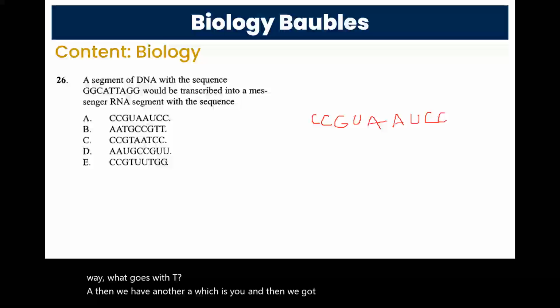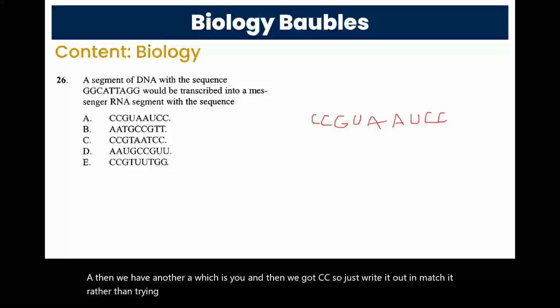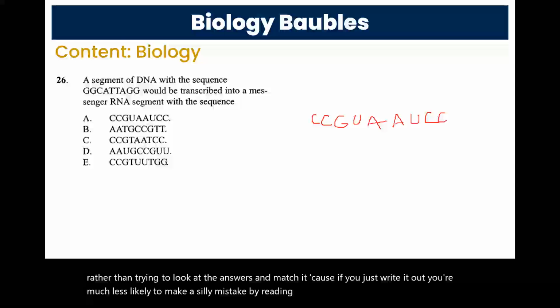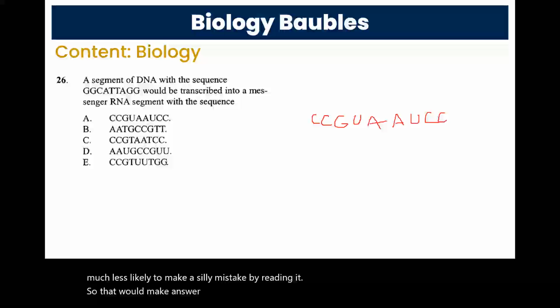So just write it out and match it rather than trying to look at the answers and match it. Because if you just write it out, you're much less likely to make a silly mistake by reading it. So that would make answer choice, so let's see, CCGUAAUCC. So answer A is correct in this case. So what's our trap answer in this one?